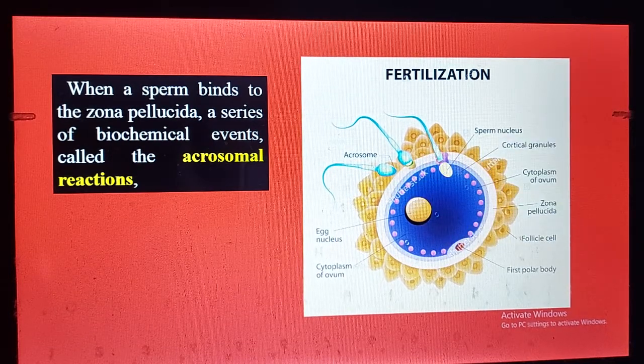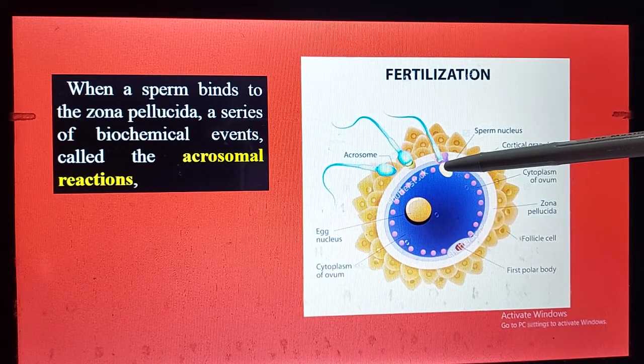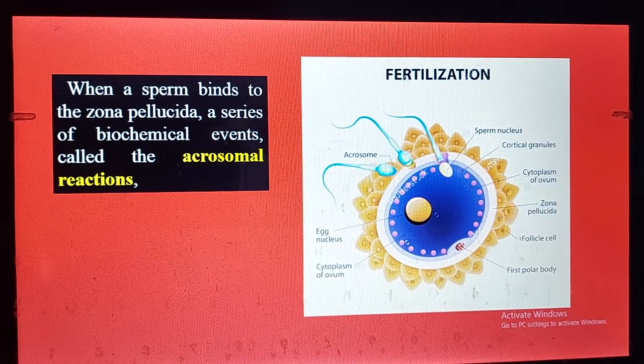whole mechanism is known as the acrosomal reaction, in which the sperm comes and attaches with the outer covering layer of the egg, which is known as zona pellucida, and releases the enzymes acrosin and hyaluronidase. These enzymes cause the digestion of the outer layer of the cell, which is zona pellucida, and then after digestion, what will happen? Only the egg remains. So the head enters into the egg, and the nucleus of the sperm fuses with the nucleus of the egg to form the zygote.